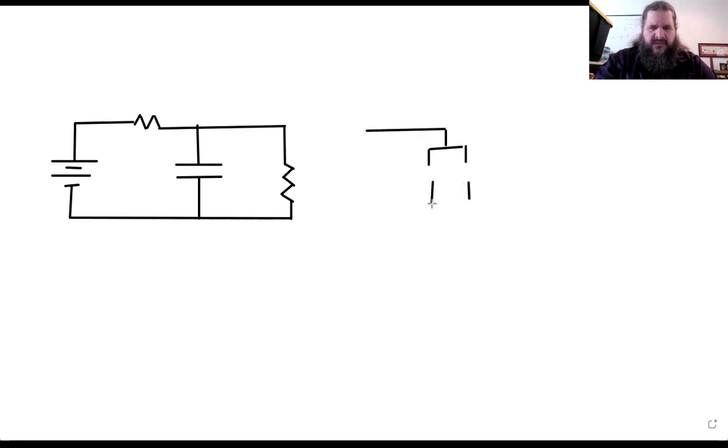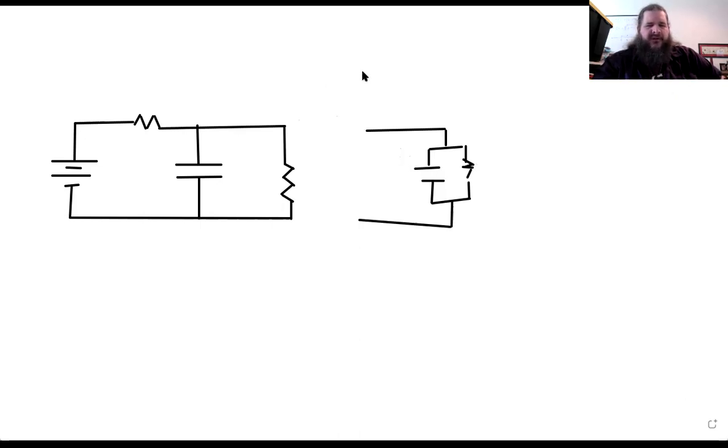Something like this? Yeah, and they end up, yeah. That's the exact same thing. Okay. If we had a capacitor here and a resistor here, yeah, that would be exactly the same. Okay, thank you. The shape of the wire does not matter. All that matters is what's connected to what else.